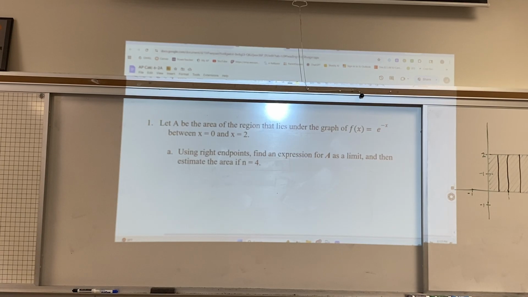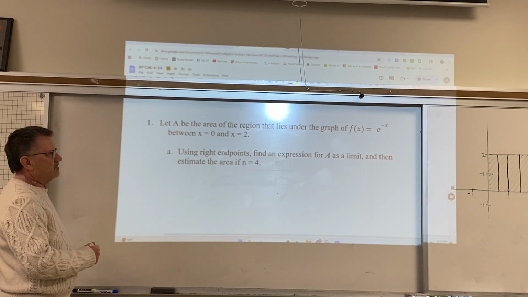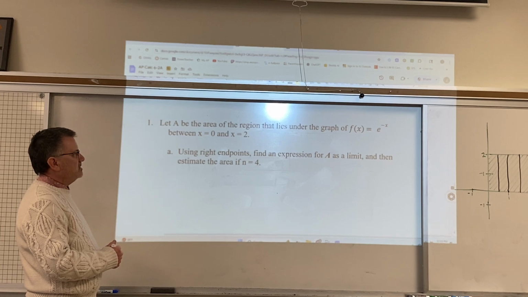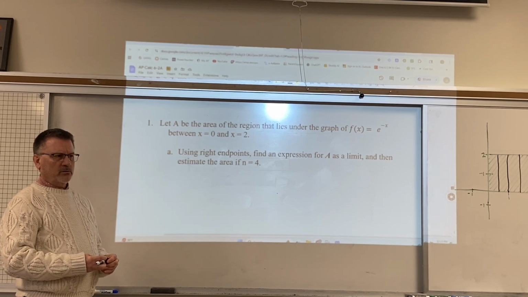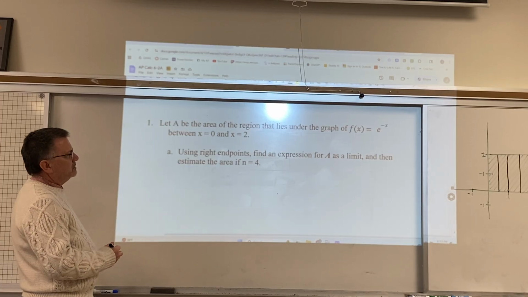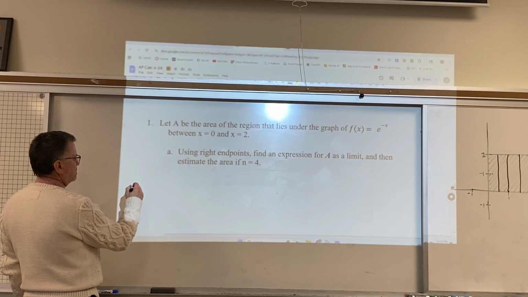Let A be the area of the region that lies under the graph of f of x equals e to the negative x between 0 and 2. Does anybody know what that graph looks like? e to the negative x between 0 and 2.